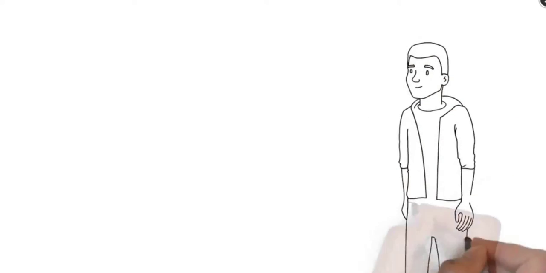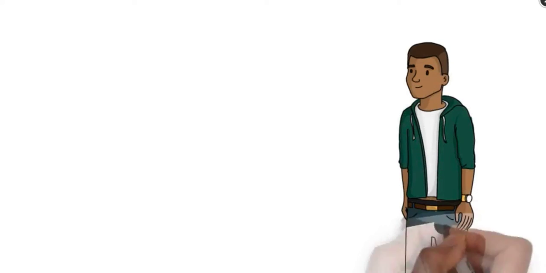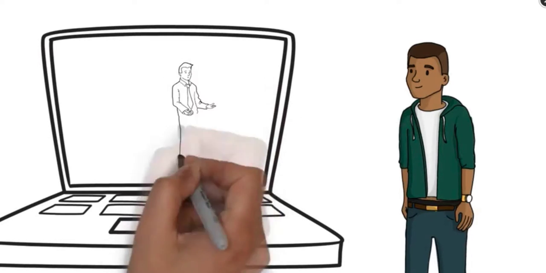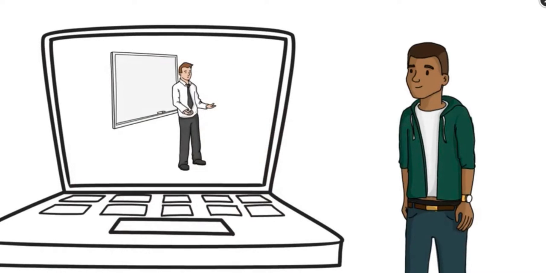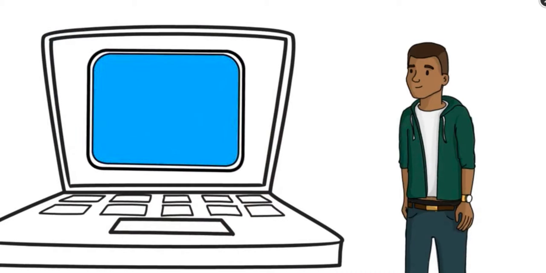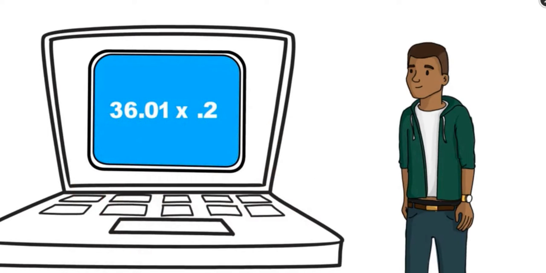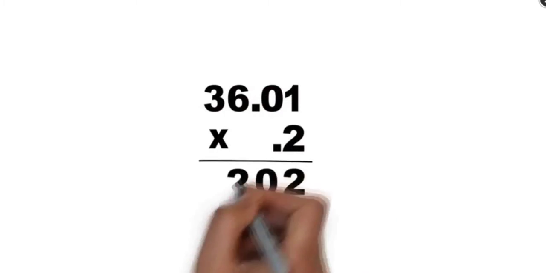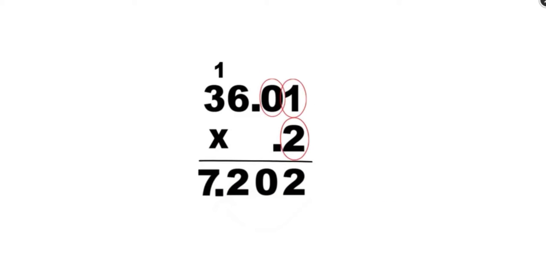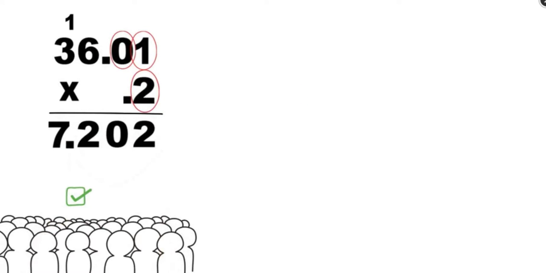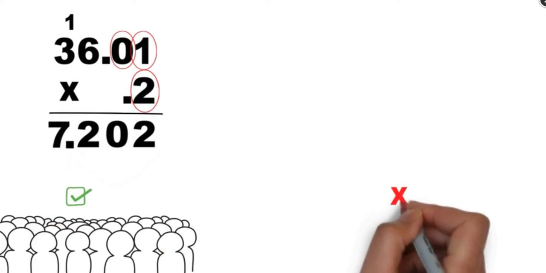Imagine that a student has just completed a lesson on multiplying decimals. In the lesson, the instructor has carefully gone through the principles and the concepts on how to multiply decimals. Now the student is presented with a problem to test their understanding of the concept. In this case, the problem is 36.01 times 0.2. We work the problem by setting it up for multiplication, 36.01 times 0.2, and get the correct answer, which is 7.202.